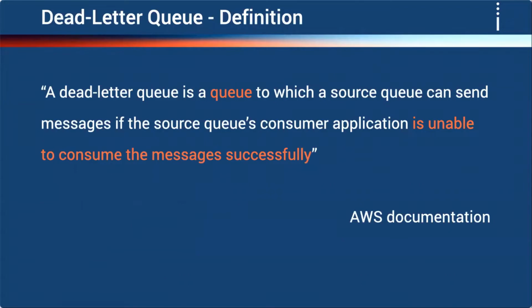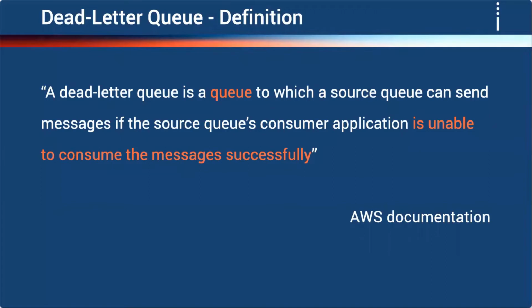Thank you, Kris. According to AWS, a dead letter queue, or a DLQ, as we will refer to it from here onwards, is a queue to which a source queue can send messages if the source queue's consumer application is unable to consume the messages successfully. In other words, we can think of a DLQ as a backup queue that captures all messages that fail to be processed from the main queue by the consumer application.